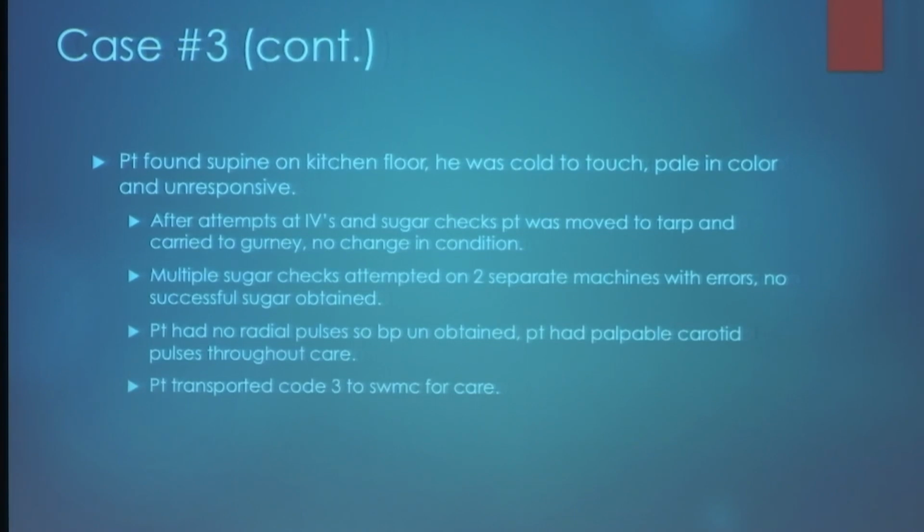Well, I'd say we have some possible findings of shock. After attempts at IV and sugar checks, patient was moved to tarp and carried to the gurney, no change in condition. Multiple sugar checks attempted on 2 separate machines with errors. I still don't know what was wrong with the machines or what the problem was. Patient had no radial pulses, so blood pressure not obtained. Patient had palpable carotid pulse throughout care.